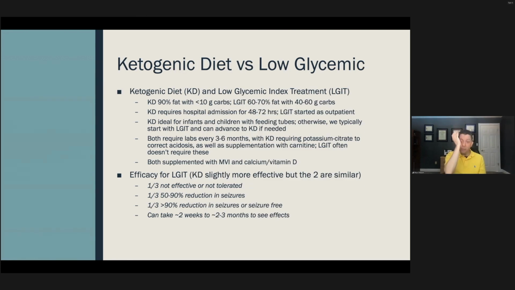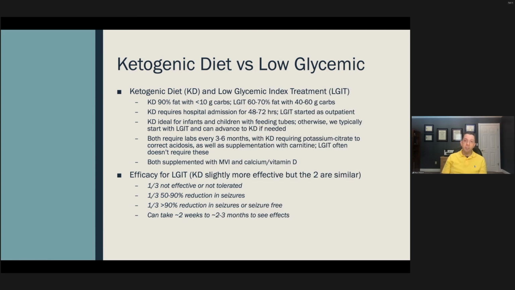I won't go into too much detail, but looking at the differences between ketogenic and low glycemic. Ketogenic is 90% fat, less than 10 grams of carbs per day. So to the point where you have to change your toothpaste and all those little details just to avoid getting any grams of carbs. For low glycemic, it's more like 60 to 70% fat and you're allowed 40 to 60 grams of carbs, but they're low glycemic carbs. So carbs that don't increase your blood sugar much, like from berries or from an apple or those kind of sugars versus a cupcake.